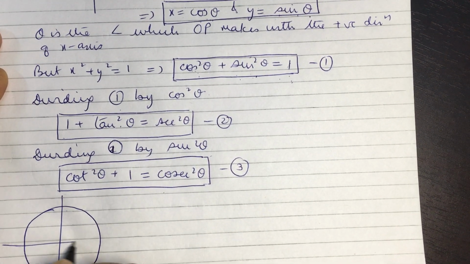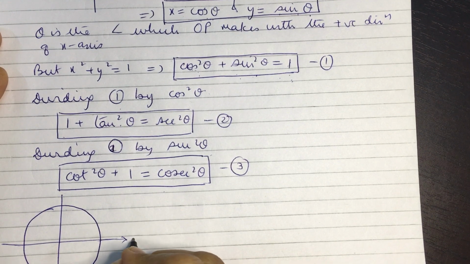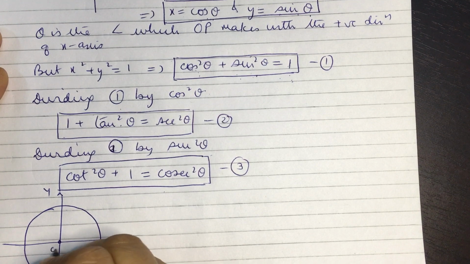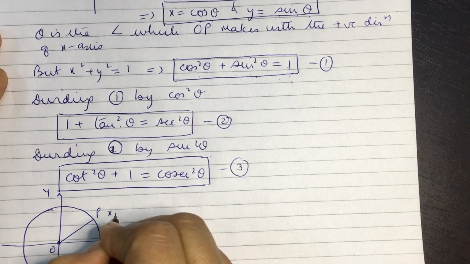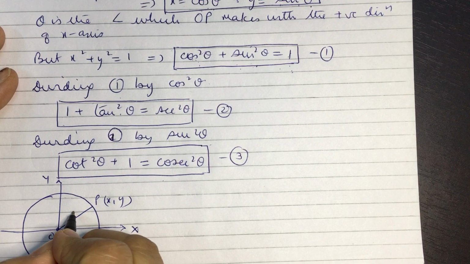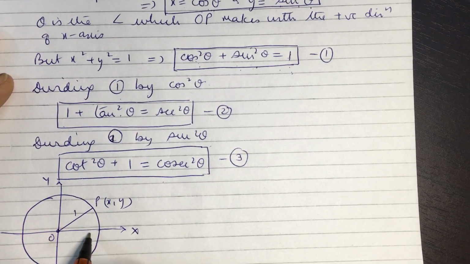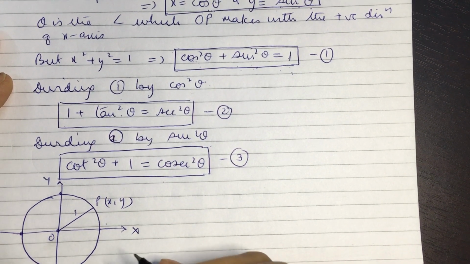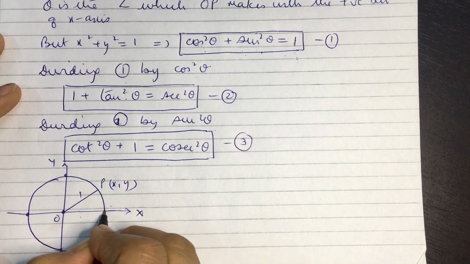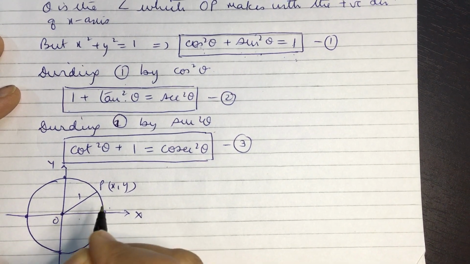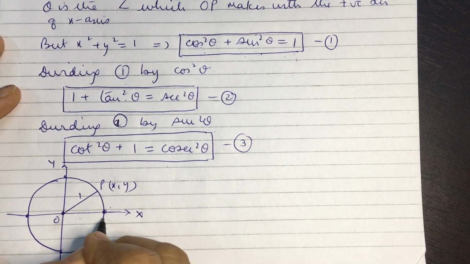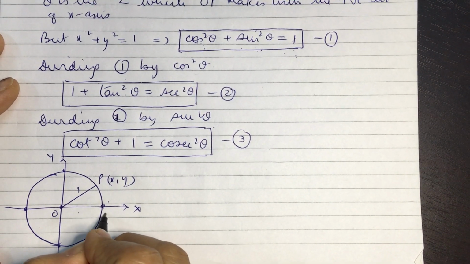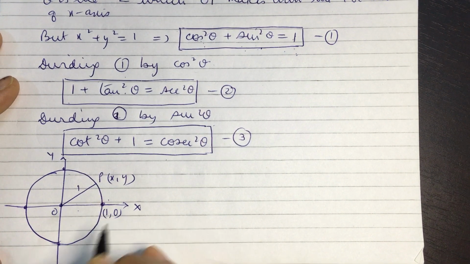Let's again consider this. Let's call this x, this is y, this is a unit circle, O, and this is P (x, y). If it's a unit circle, all these points would be at a unit distance from the origin. So, the coordinates of this point would be what? It lies on the x axis, and so the x coordinate is 1, y coordinate is 0.